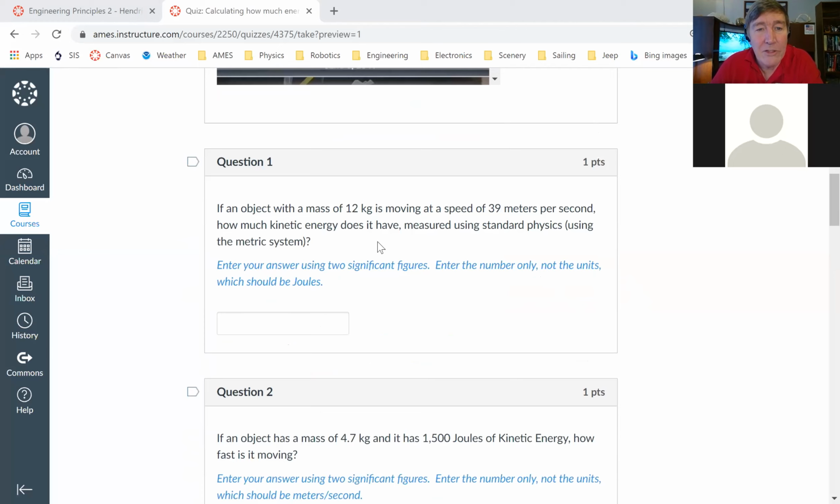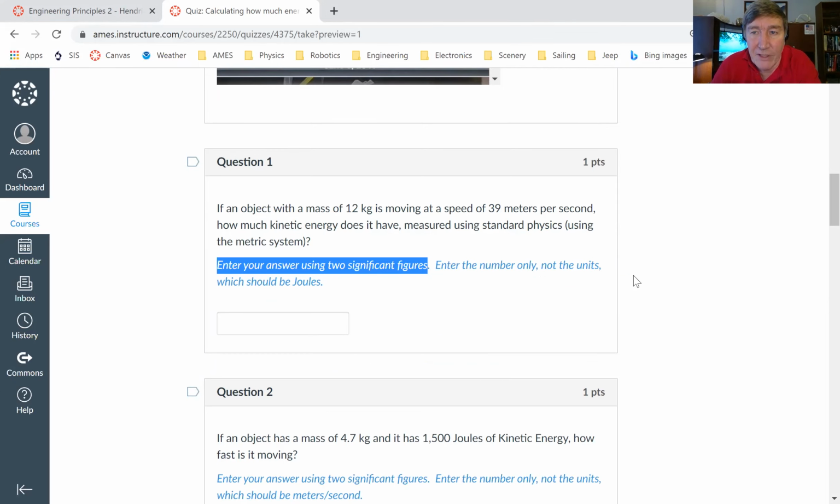Okay, so question number 1 here. A lot of you got it wrong the first time. And it wasn't because you did the math wrong. It's because you didn't understand what I said right here. You didn't understand what I meant when I said that I wanted to see the answer using 2 significant figures, right? So that's what I want to talk about right now.